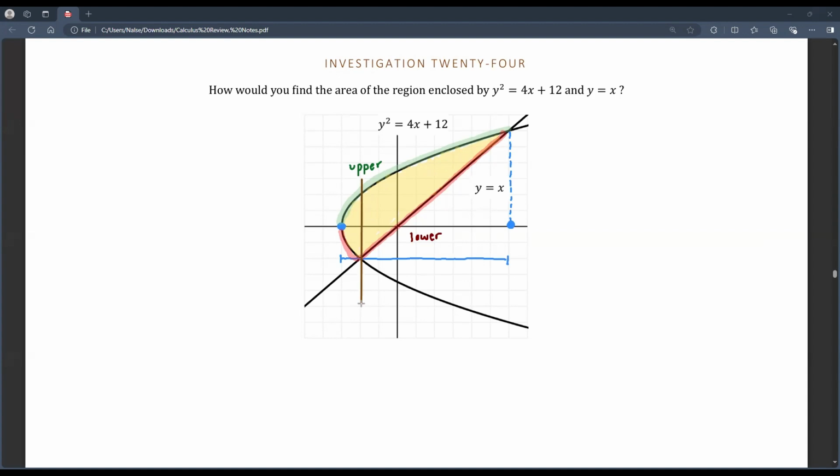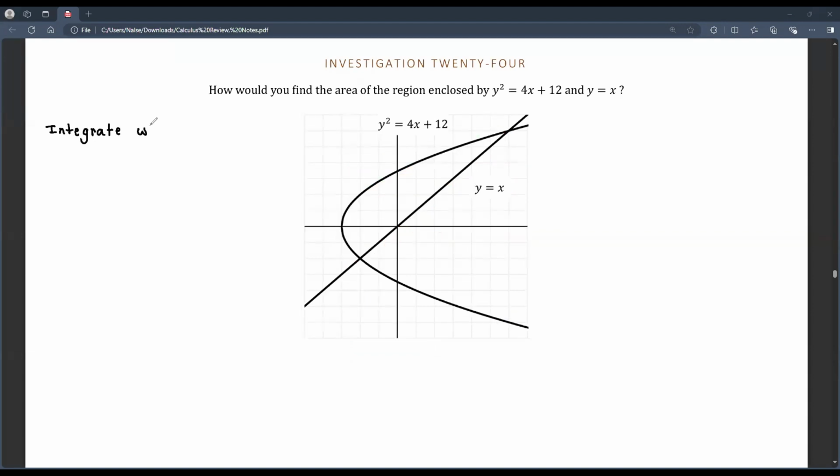To integrate with respect to the x variable, we would have to use two separate integrals. The first integral would be for this leftmost part of the region in pink, which only uses the parabola and not the line. The next region has an upper bound formed by the parabola and a lower bound formed by the line. While we can use two separate integrals to solve this problem, it seems quite challenging. Fortunately, there is a better method.